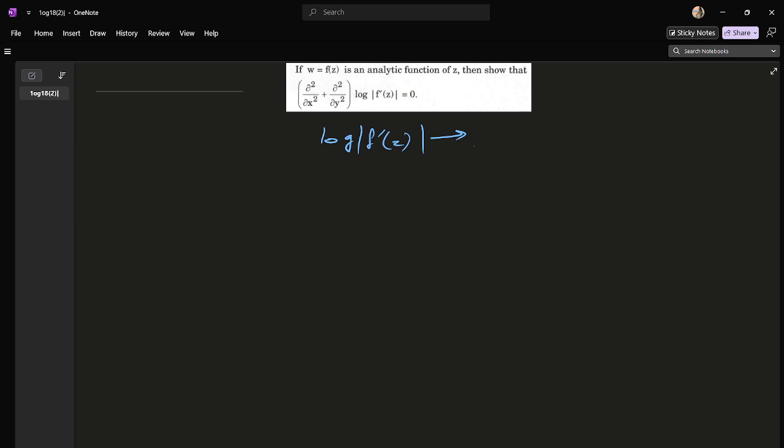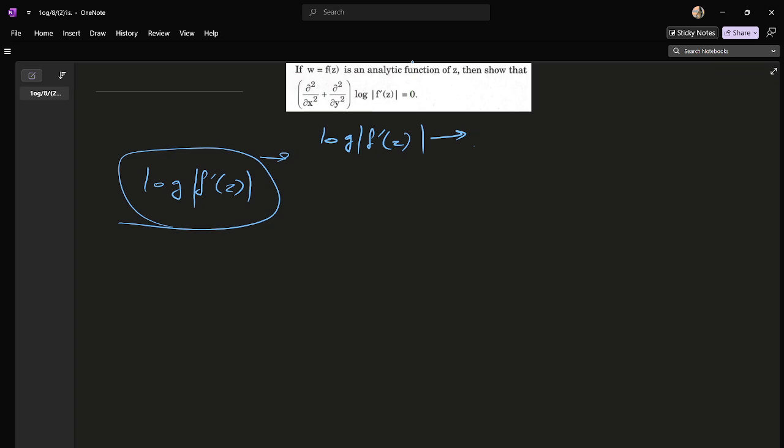We can do the problem in two ways. Firstly, if f(z) is an analytic function of z, then we have to prove that the log of this thing is also analytic. This is one route, and another route can be the following.